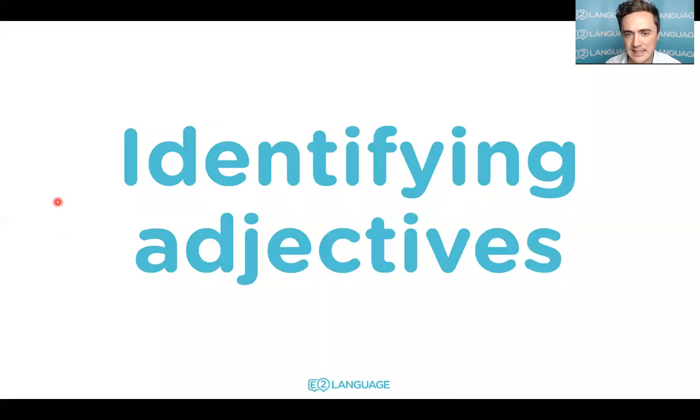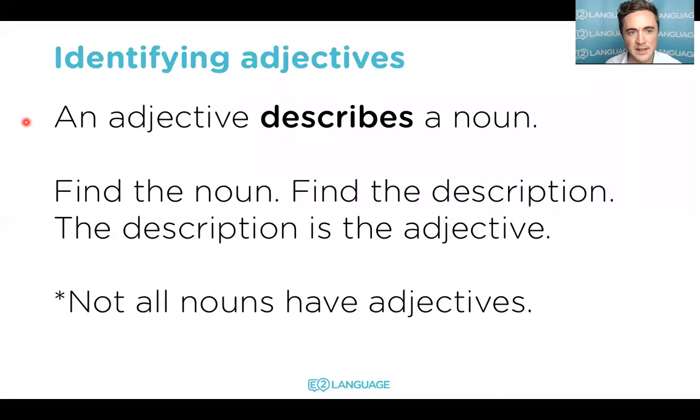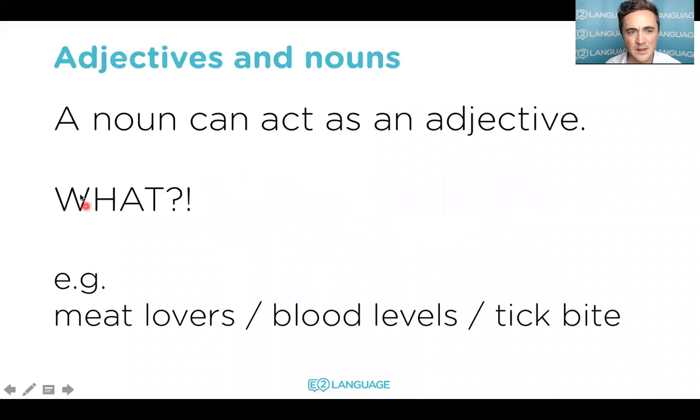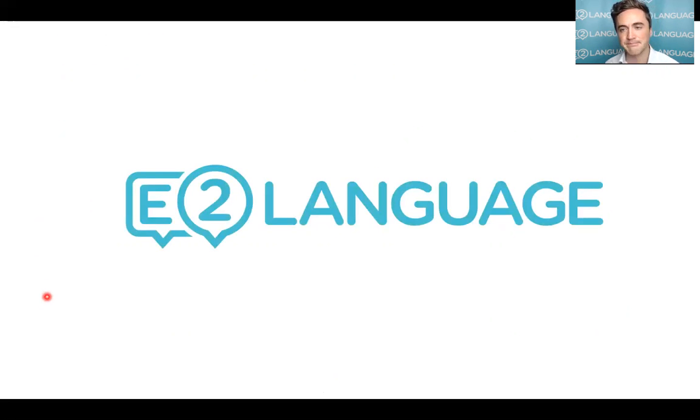Then we learned how to identify adjectives. An adjective describes a noun. So if you find the noun, you find the description. The description is the adjective. Not all nouns have adjectives. That's cool. Then we found there was something weird whereby a noun can act as an adjective, like meat lovers, blood levels, and tick bite. These are 2 nouns together. The first noun functions as an adjective.